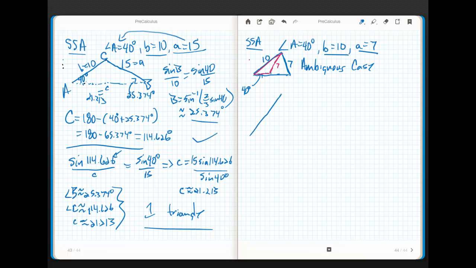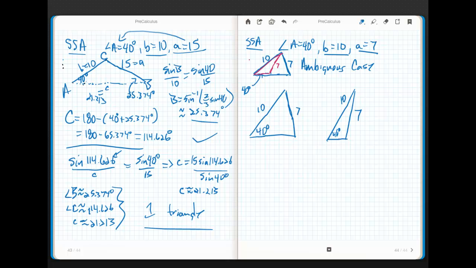I need a 40 degree angle. I'm going to draw this guy right here. This is going to be 7. This is going to be 10. All right? This is 10 and this is 40 degrees. But I'm also going to draw another one. This is 10. This is going to be 7 right here. And this is still going to be 40 degrees. Okay? Now, let's see what happens.